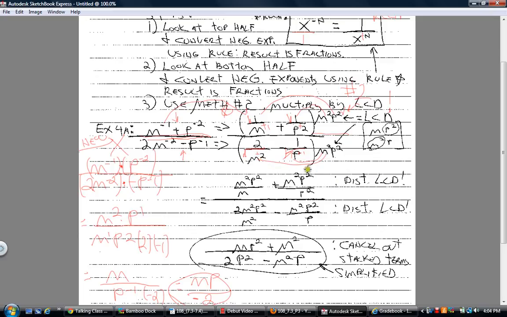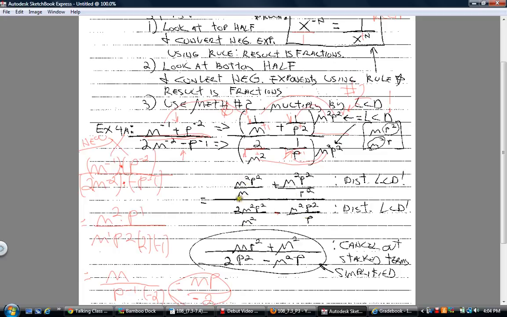Okay, with that said, you're doing distributive property. And distribute the LCD. So I did that. So you've got 1 up here in the numerators, you've got a 2, and you got a 1, so you get m squared, p squared, p squared. There's the 2, m squared, p squared, m squared, p squared. Watch your signs.